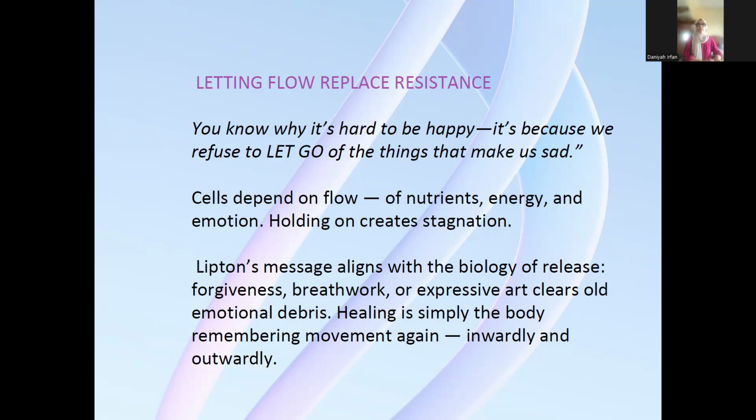So he aligns here. Now the message that he gives over here is that the cells depend on the flow of nutrients, energy, and emotion. Holding on to anything, or not being able to let go, creates stagnation. So healing is simply the body remembering movement again, inwardly and outwardly both.